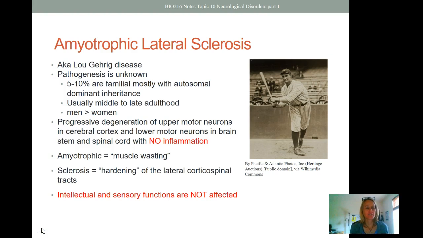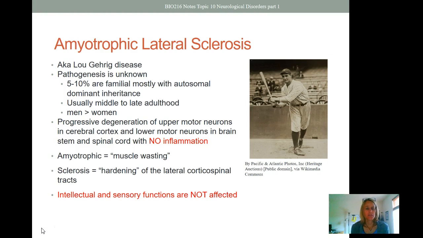Amyotrophic lateral sclerosis, also known as Lou Gehrig's disease after the famous baseball player who had this disorder. The pathogenesis is unknown. However, a couple of things we do know. About 5 to 10% are familial, and there is autosomal dominant inheritance. Patients with ALS tend to have high levels of glutamate. This usually occurs in middle to late adulthood and involves men more than women.